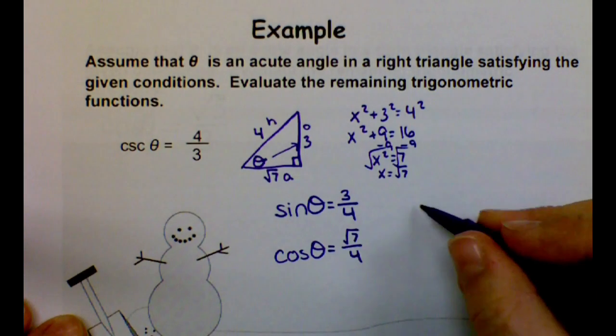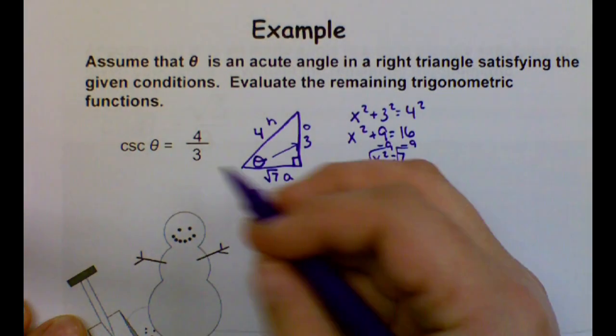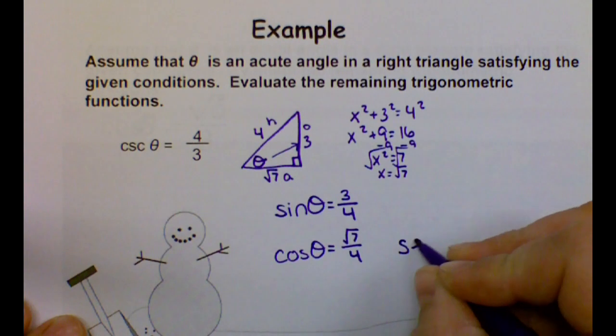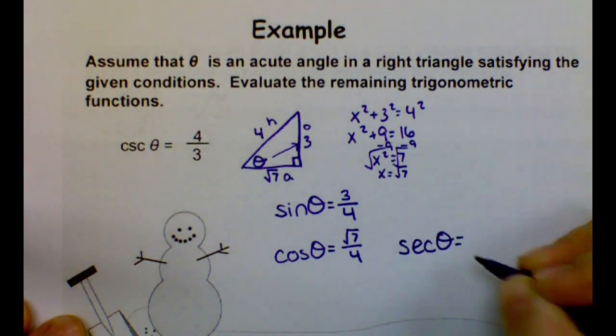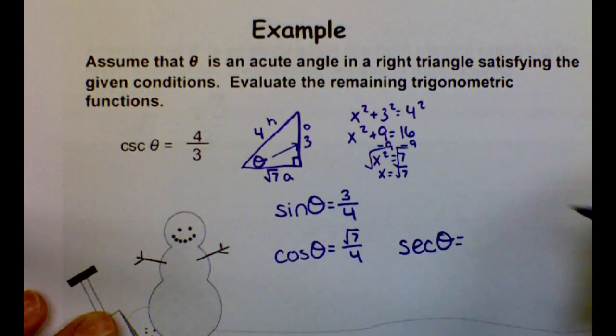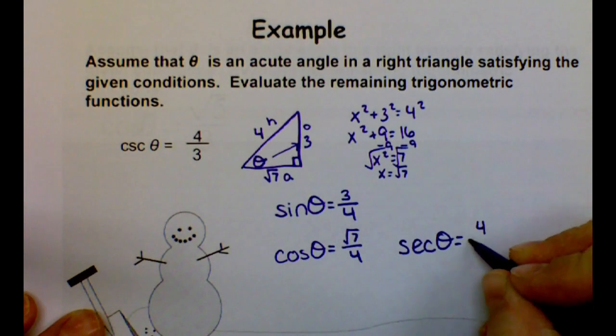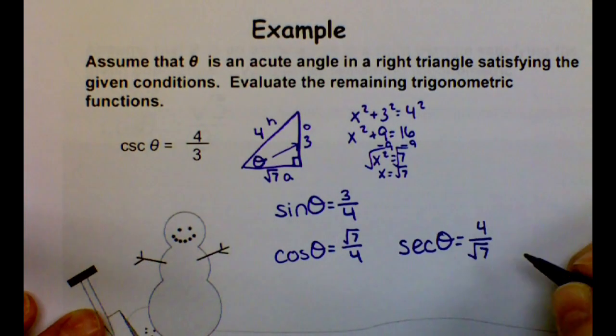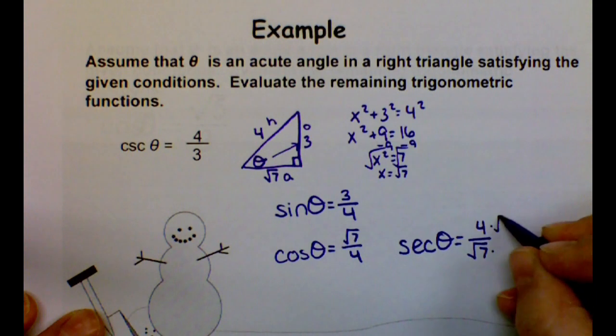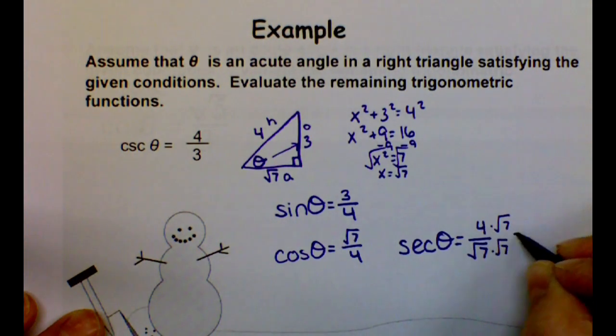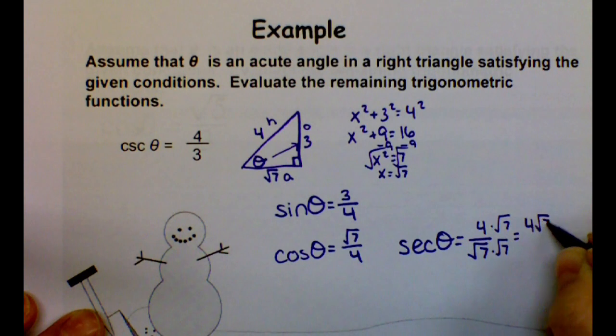I don't need to list the cosecant because we already know it. It was given to us. But I do need to say the secant of theta. The secant is the reciprocal of cosine, so it's 4 over the square root of 7. But we have to rationalize our denominator, so multiply by the square root of 7. We get 4 square root 7 over 7.